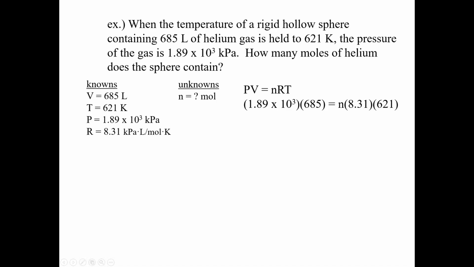So again, simplify. These two have to be multiplied by each other. So multiply those two on your calculator. Then we have to move whatever this answer is over to the other side. Since it's multiplied on this side, we have to divide it to the other side.